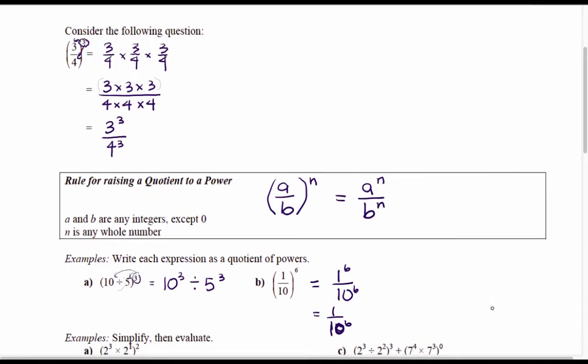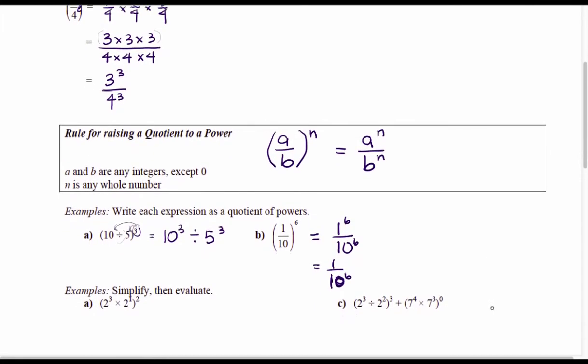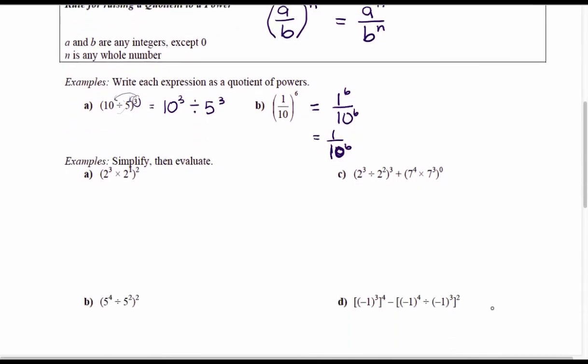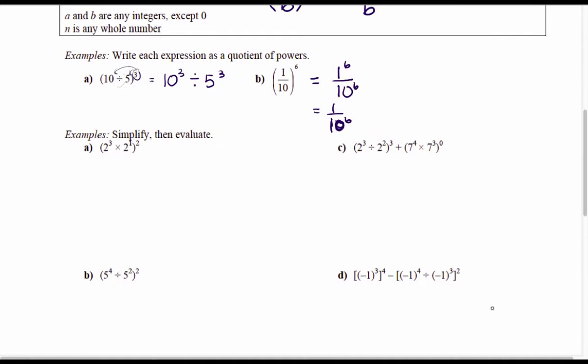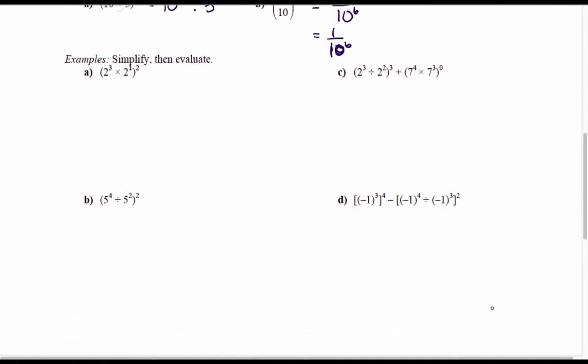Finally, let's look at a few examples where we have multiple operations to do. So we might be dealing with multiplication, division, and the powers, maybe even some adding and subtracting. So let's start first with a. It asks us to simplify it and then also evaluate. So 2 different ways we could do this.